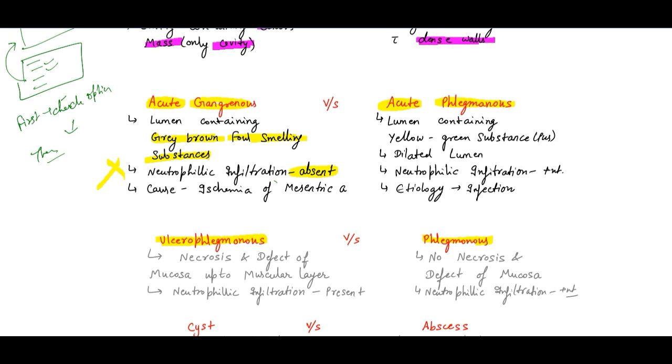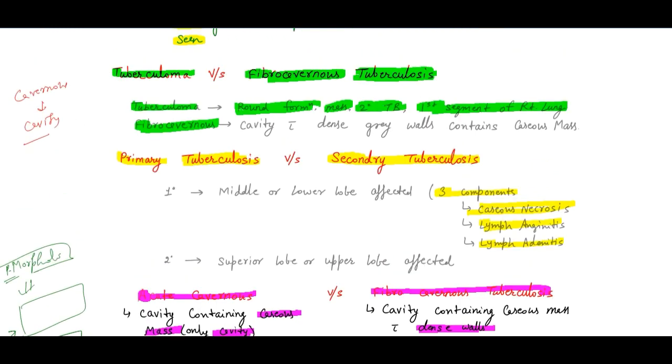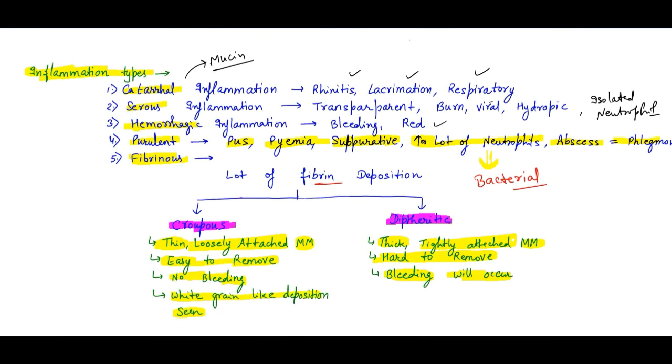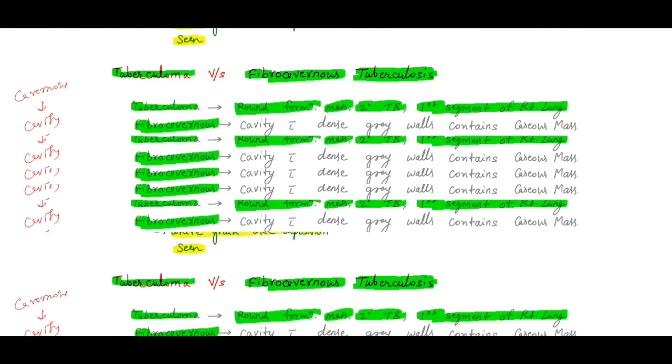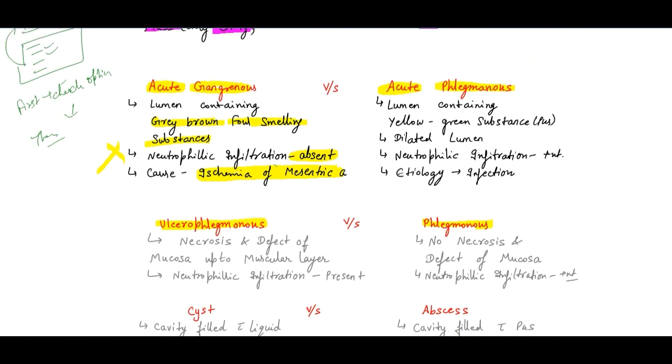Now what is the cause of acute gangrenous? It can be due to ischemia of the mesenteric artery. Now what about acute phlegmonous? What does phlegmonous mean? Phlegmonous: pus, pyemia, suppurative, increased load of neutrophils. The lumen contains a yellow-green substance. What is pus? Pus is the yellow-green substance. So in phlegmonous there is pus formation, and the lumen will be dilated.